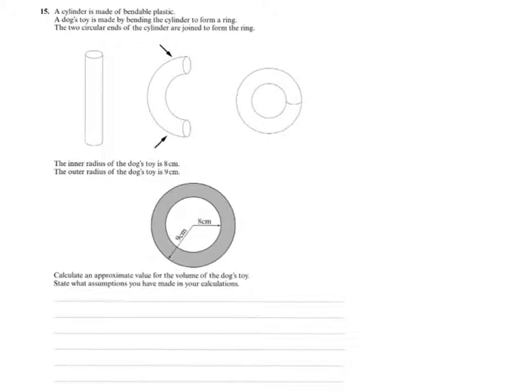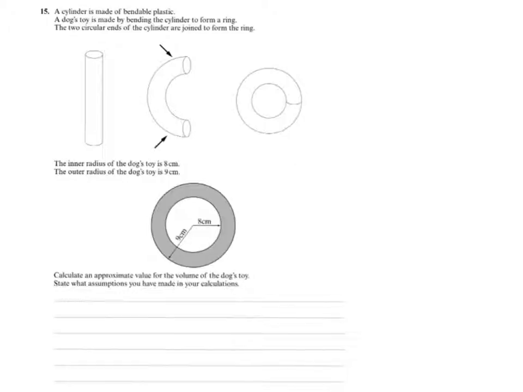Okay, so question 15, being asked to find essentially the volume of a cylinder, but in a slightly different, more problem-solving kind of way. So we've got a dog's toy, which is a cylinder bent round to make a ring, and we've got to estimate the volume of it.